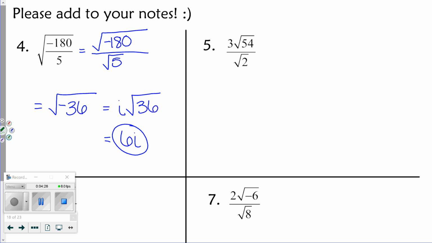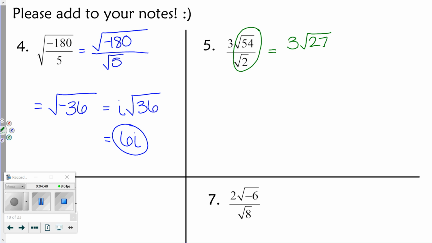All right, it's number 5. Right away, I see I have 2 numbers underneath radicals. These numbers can simplify together. They're considered like terms since they're both under a radical. So 54 divided by 2 is 27. So this becomes 3 radical 27, and there's no longer a denominator since that divided nicely.